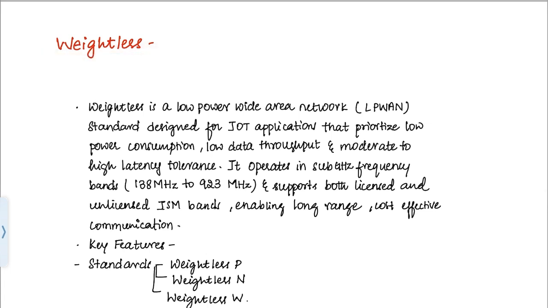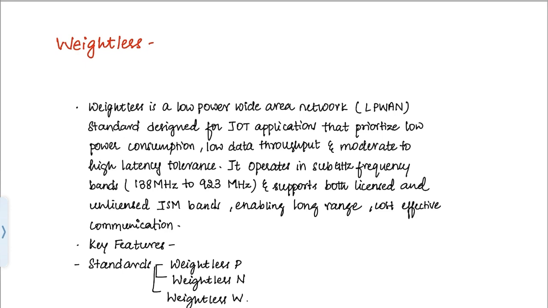Weightless is a low power wide area network, LPWAN, standard which is designed for IoT applications that prioritize low power consumption, low data throughput, and moderate to high latency tolerance. It operates in sub gigahertz frequency bands, that is 138 megahertz to 923 megahertz, and supports both licensed and unlicensed ISM bands, and it enables long range cost effective communication.